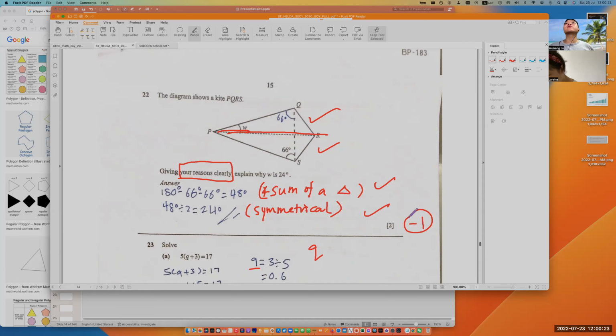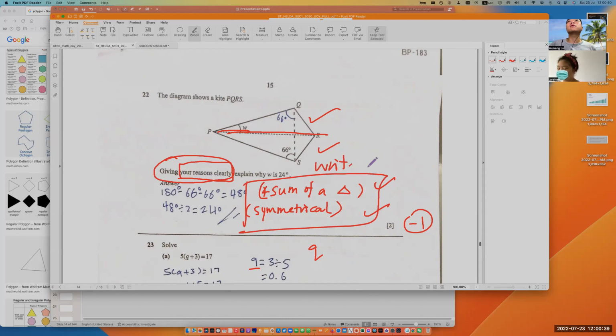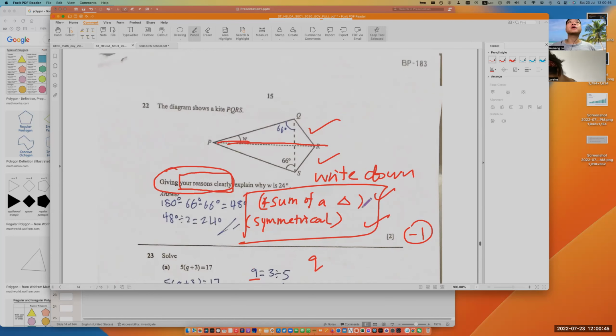I can't emphasize this enough. By the way, I think you have observed enough. For the several papers you have done so far, they always want you to give your reasons clearly, which means you have to write this down. Write down. If you don't write down, penalize. Simple as that.